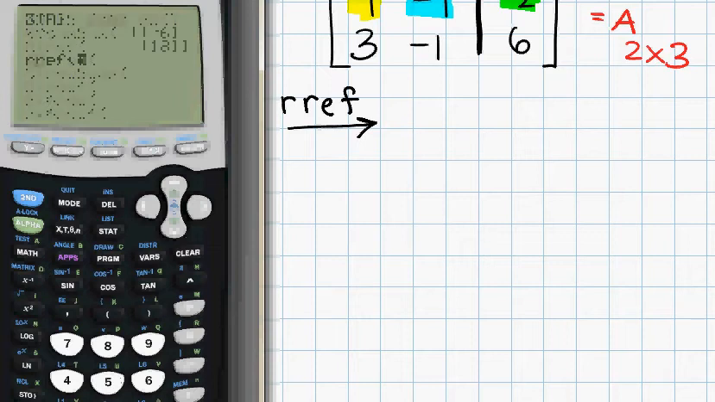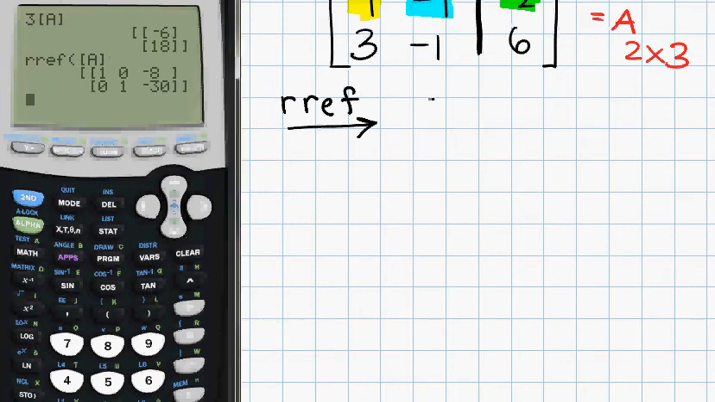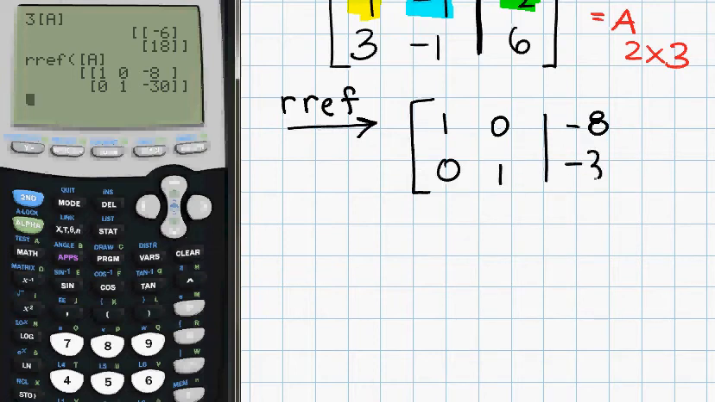And you pick rref. What do we want to do rref to? We want to do it to matrix A. So we go back to matrix A, hit enter, and it gives you this weird new matrix. 1, 0, -8, 0, 1, -30. So just this one time, let's translate this back into the systems of equations.